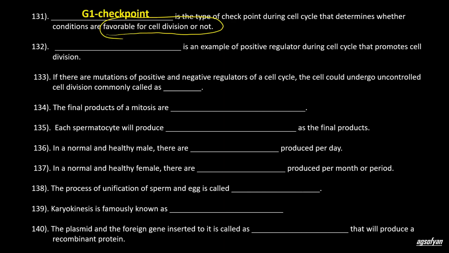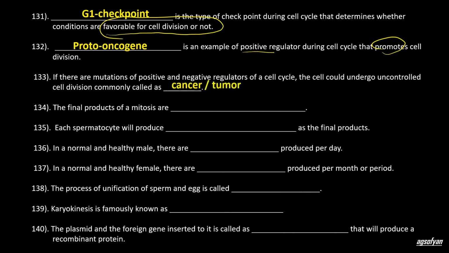Blank is an example of positive regulator during cell cycle that promotes cell division. Positive regulator that promotes cell division is called a proto-oncogene. If there are mutations of positive and negative regulators of cell cycle, the cell could undergo uncontrolled cell division, commonly called cancer or tumor.